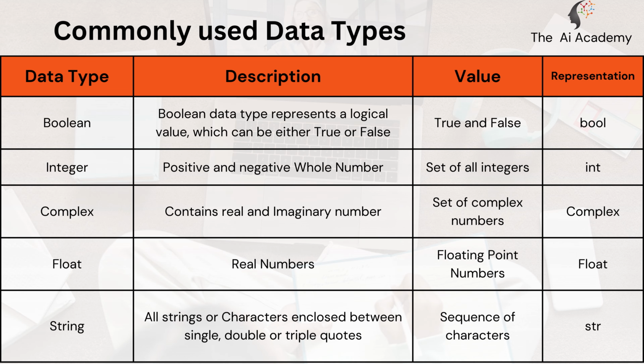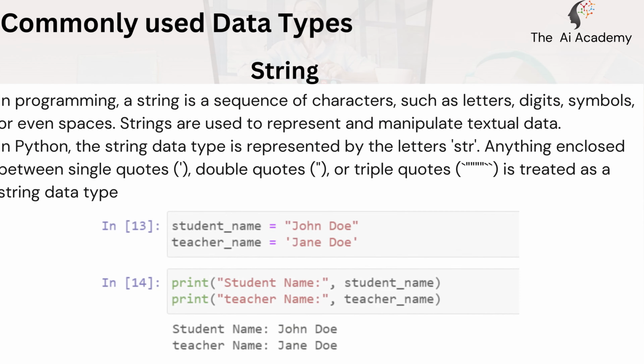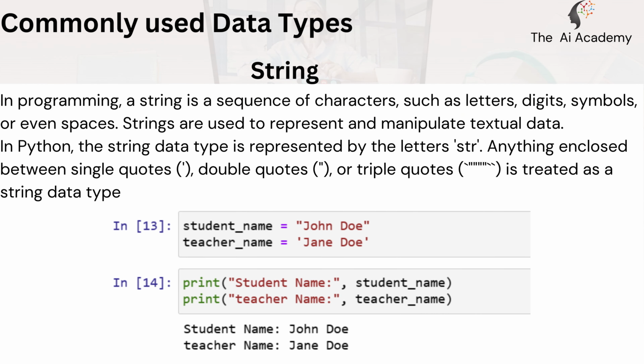String. In programming, a string is a sequence of characters, such as letters, digits, symbols, or even spaces. Strings are used to represent and manipulate textual data. In Python, the string data type is represented by the letters str. Anything enclosed between single quotes, double quotes, or triple quotes is treated as a string data type.